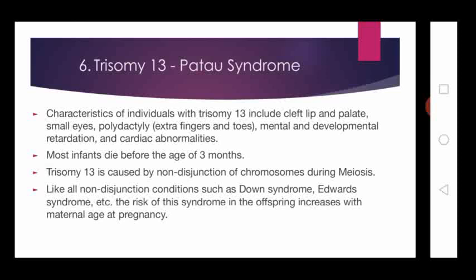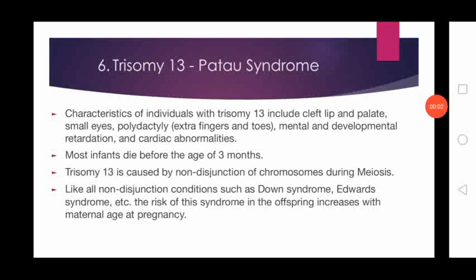Trisomy 13 is caused by a non-disjunction of chromosomes during meiosis. That is, here the 13th chromosome will be present in 3 copies. Like all non-disjunction conditions such as Down syndrome, Edwards syndrome, etc., the risk of this syndrome in the offspring increases with maternal age at pregnancy. So the probability of production of abnormal gametes will increase with the increase in maternal age at pregnancy.